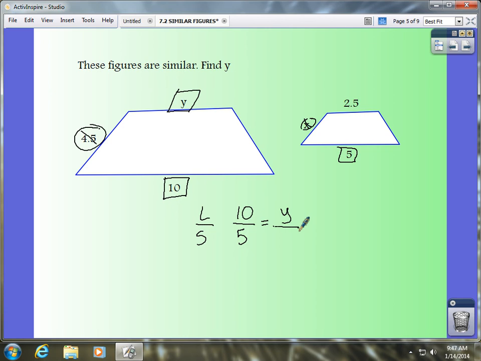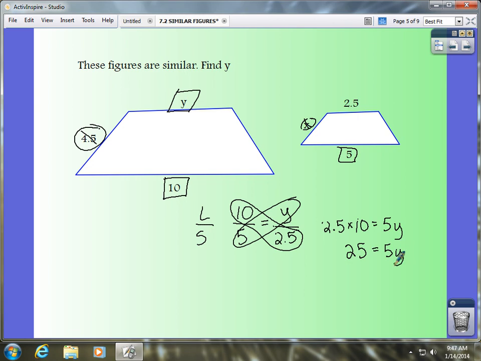Okay, now I have my proportion and I'm going to solve. 2.5 times 10 has to equal 5 times y, which is 5y. 2.5 times 10 is 25. If I divide by 5, I get 5 equals y. Which would make sense because this side has to be 2 times this side. Our scale factor in this case is 1/2 because the smaller one is half the size of the larger one.